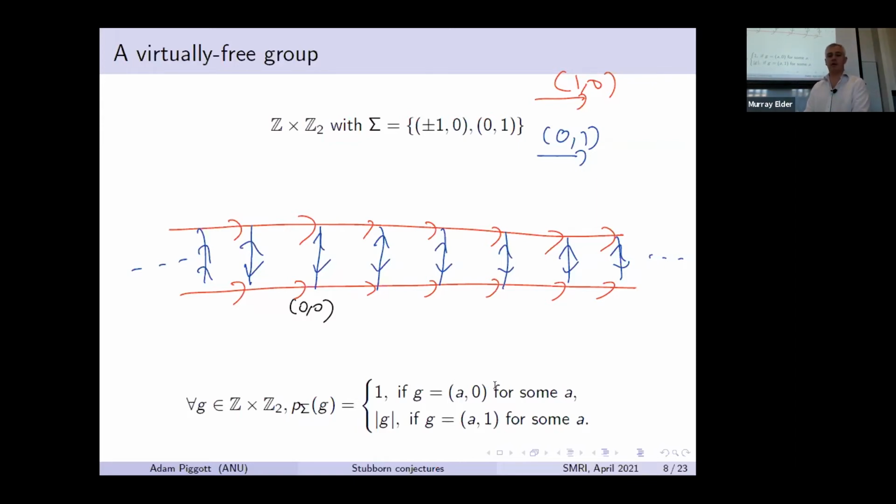If you're moving from the identity to another point on the bottom of the ladder, there's a unique best way to do it. But if you're moving to a point on the top of the ladder, you get to make a choice about when you make that move from the bottom to the top. And so I guess I could have written that as the absolute value of A choices.